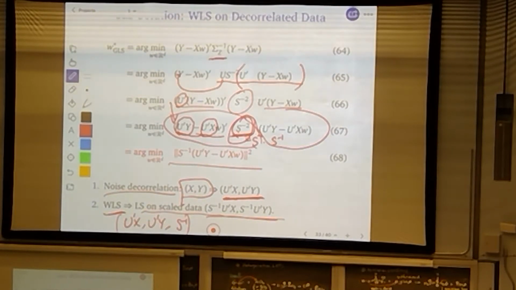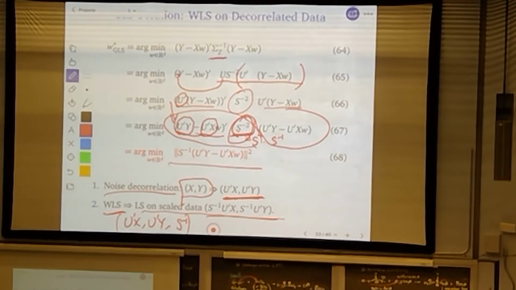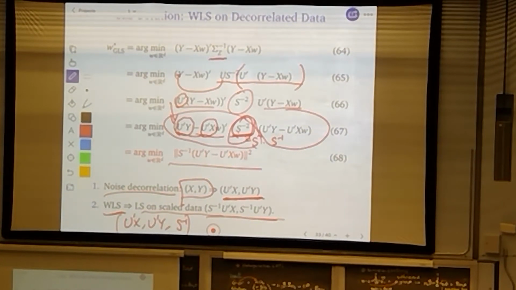Okay, so that's it. But here, U is n by n. We are not denoising in the d-dimensional space. D-dimension is in the x space. In the y space, that's what we have. We are adding the noise to the y, not adding the noise to x.